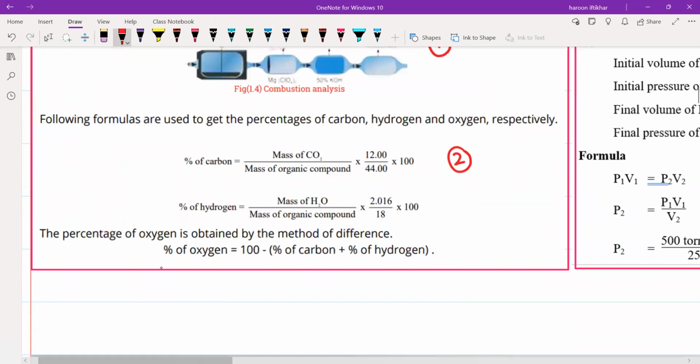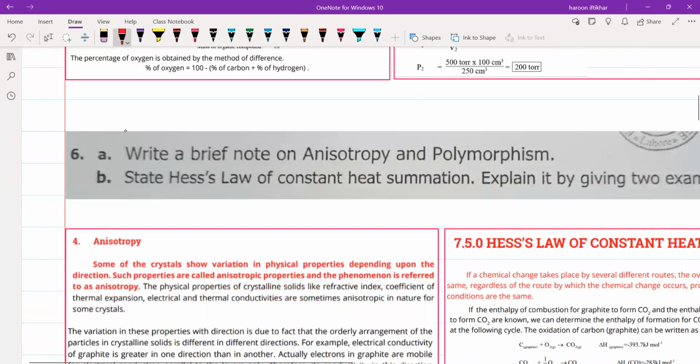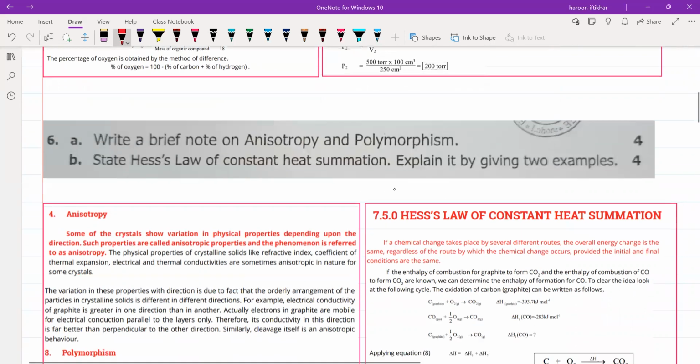Now, the second question is question 6. It is from chapter 4: write a brief note on anisotropy, polymorphism, and Hess's law. That's 7, 4 and 7.